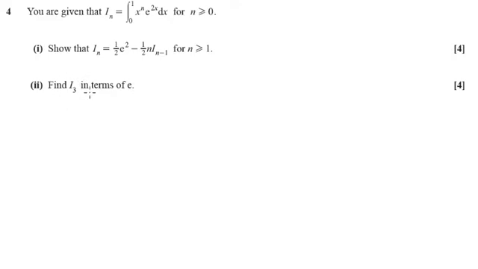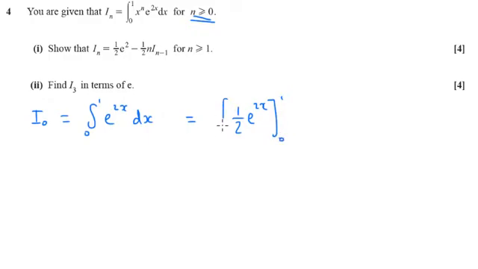Okay, for part 2 then, we're being asked to work out I3. So I'm going to start off with when n is equal to 0. When n is equal to 0, this is just going to be 1. So we're only going to integrate e to the power of 2x. And we know that e to the power of 2x integrates to a half e to the 2x. And when we substitute 1 in, we're going to get a half e squared.